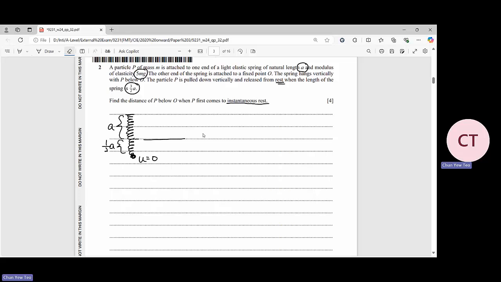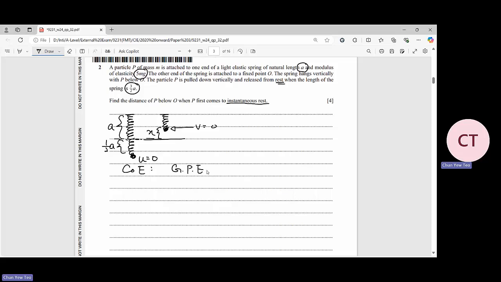Okay, my diagram needs to be drawn clearer. So maybe when it reaches a certain height, then it will become v equal to 0. This will be the compression x. Okay, so this is the situation. This is the natural length. So from this question, obviously we need to use conservation of energy. You can see that the speed at the beginning and at the end are 0, so there will be no kinetic energy involved. So we will be using COE, conservation of energy.